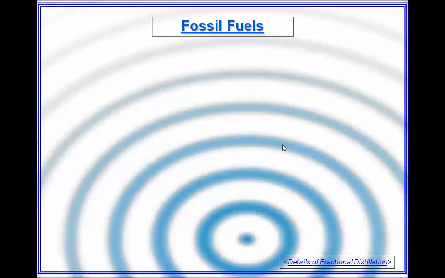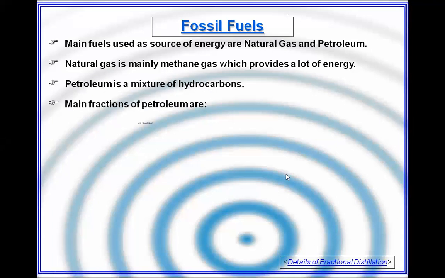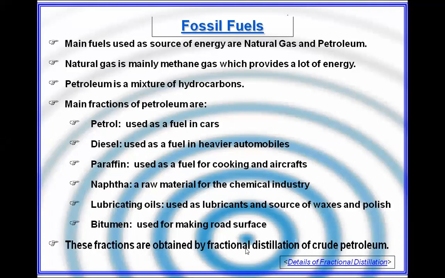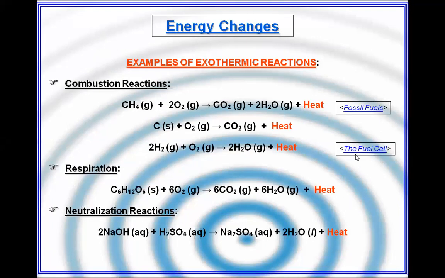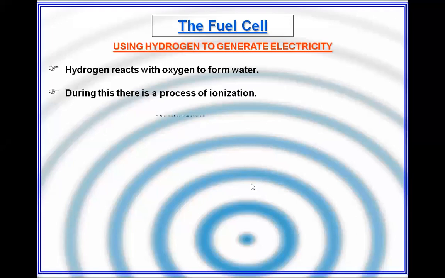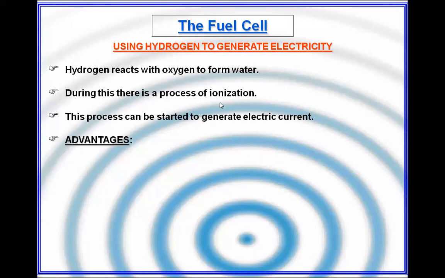Now fossil fuels mean petroleum, crude oil. So these petroleum products can produce energy. They are an energy source, and a non-renewable energy source. What is a fuel cell? This is a fuel cell using hydrogen to generate electricity. Hydrogen reacts with oxygen to produce water. During this process of ionization, the process can start to generate electric current.